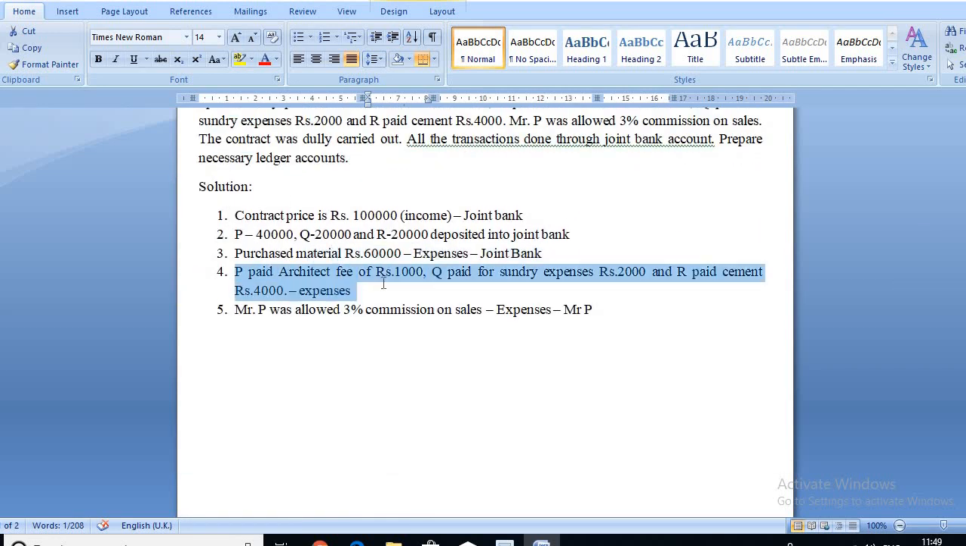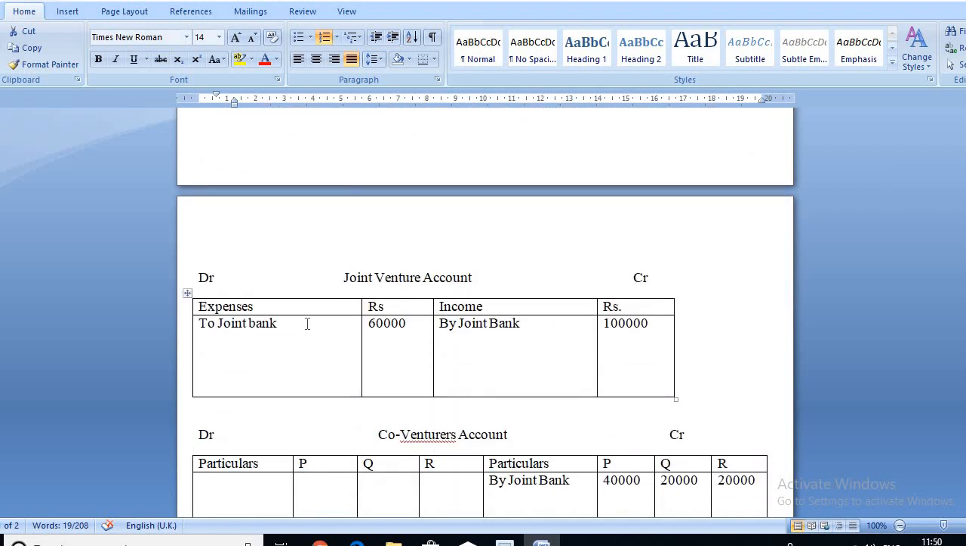P paid architect fees 1,000, Q paid sundry expenses 2,000, and R paid cement 4,000. So these expenses were paid by P, Q and R, and not the joint bank. So these are all expenses. So record in expenditure side, first expenditure paid by P, that is architect fees. In bracket, you can write down architect fees, if you require. So how much? 1,000.